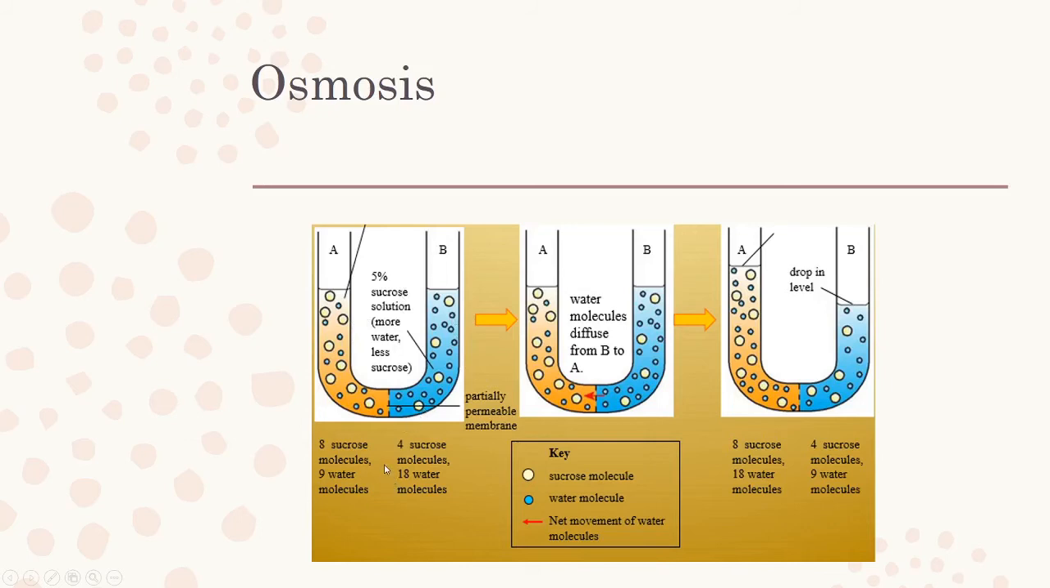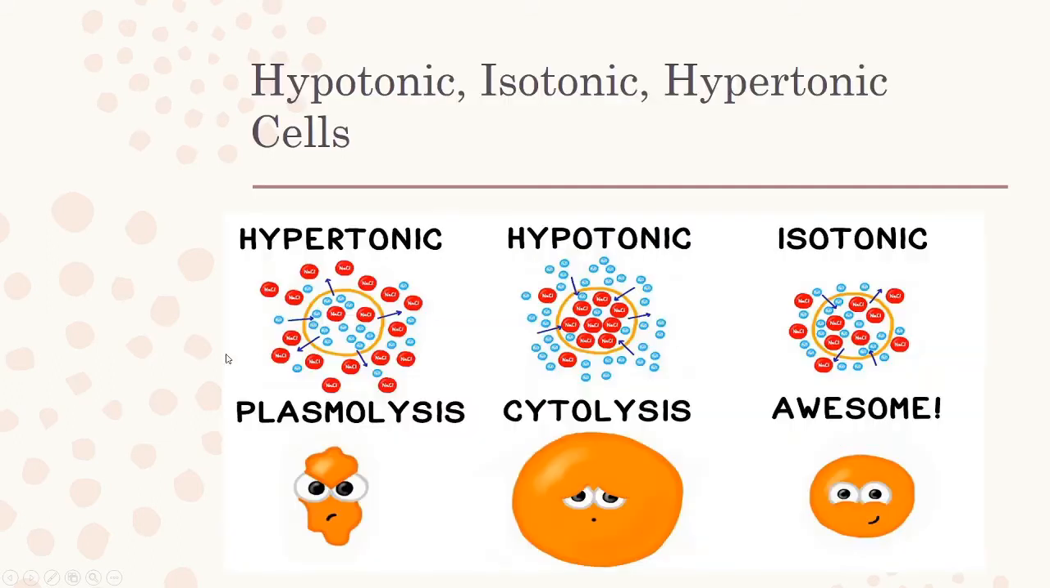Also, on one side we have 8 sucrose molecules and 9 water molecules, and on the other side we have 4 sucrose molecules and 18 water molecules. You can see that the ratios and the amounts are not the same. So what will happen? These will diffuse, and here is the semi-permeable membrane or partially permeable membrane. And now 8 to 18 and 4 to 9, you can see that the ratio is the same, because if we double the ratio 4 to 9, it will be 8 to 18. That is osmosis. Ratio is considered very important.